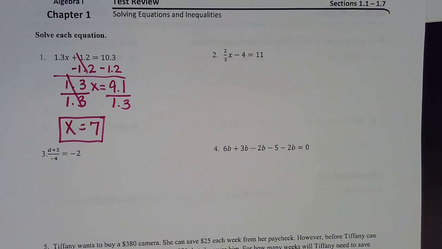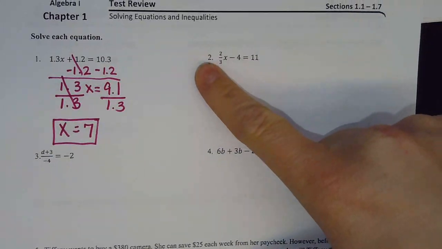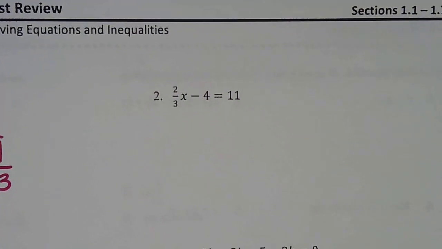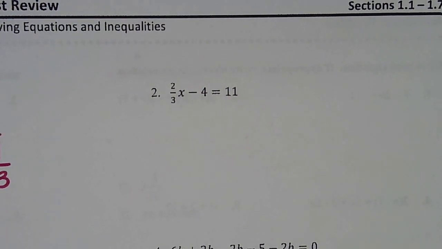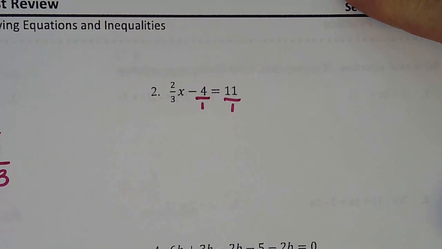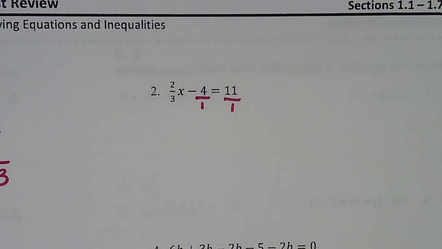Number 2, you have a fraction. I know the fractions usually freak people out, but when you have a fraction, my recommendation would be to, let me zoom in a little bit. There we go. If you have a fraction, you're going to want to get common denominators of every single thing. So I'm going to put 1s underneath those guys. Once you get common denominators, the denominators completely go away.